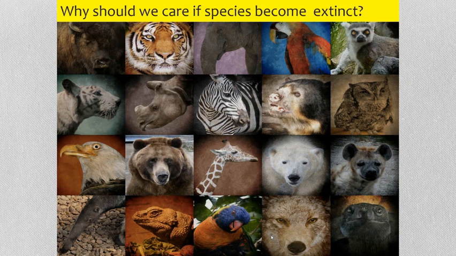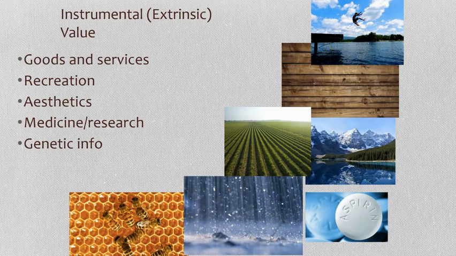And so why should we care if species become extinct? Well, as we saw before, systems with higher biodiversity tend to be resistant to change. So we want to preserve these species, so that as the climate changes, those ecosystems are more likely to survive. Some of the value that species provide: goods and services, recreation, aesthetics. Some of these species we just like looking at. They may also provide the basis for certain medicine or research, and really genetic information that we're doing science on, like what the genetics of these species are, helps inform our knowledge of the Earth.